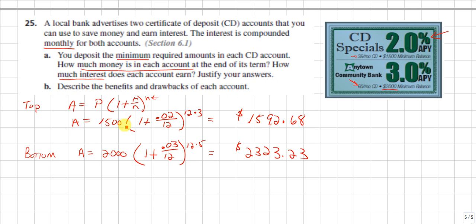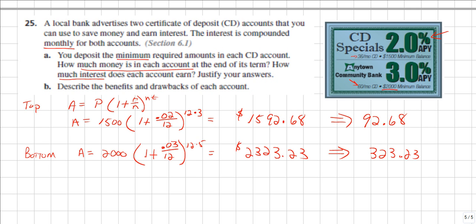So on this one, it would be $1,592 minus the original investment, so the amount that I'm making on this first one would be $92.68. The amount that I'm making on the other one would be $323.23. If you want to get a really good indication, you divide those by the number of years to see how much you're actually making per year. So let's go ahead and do that.